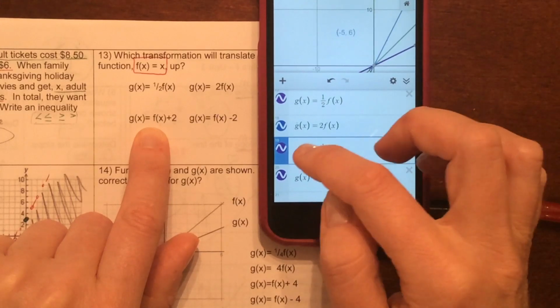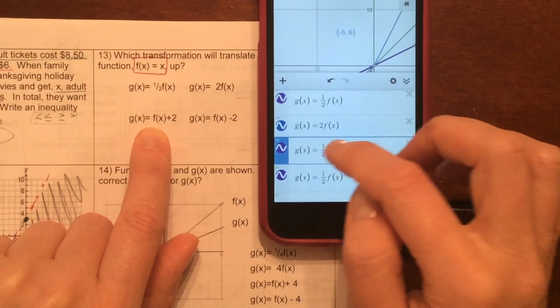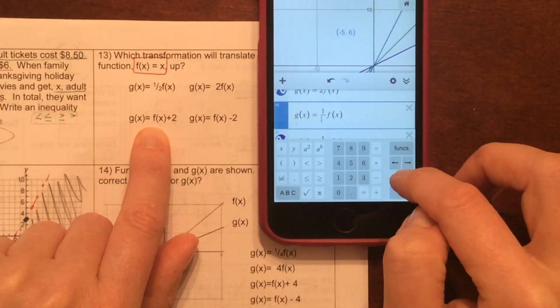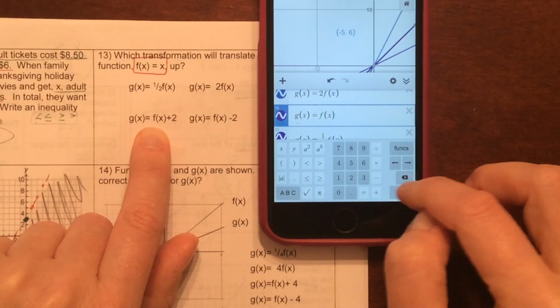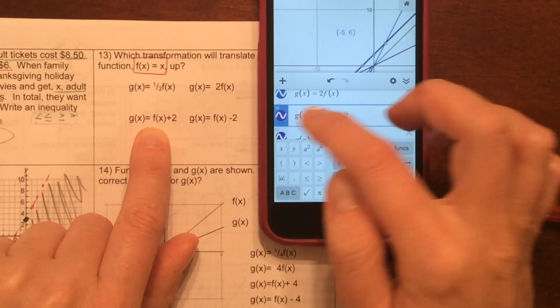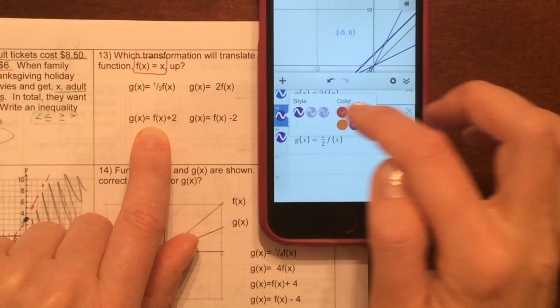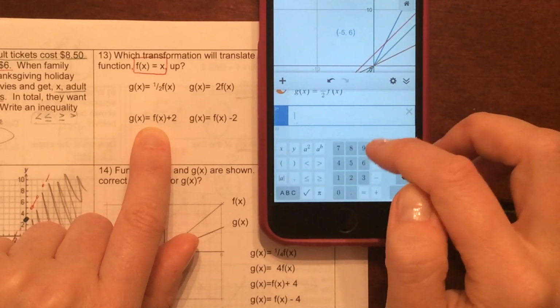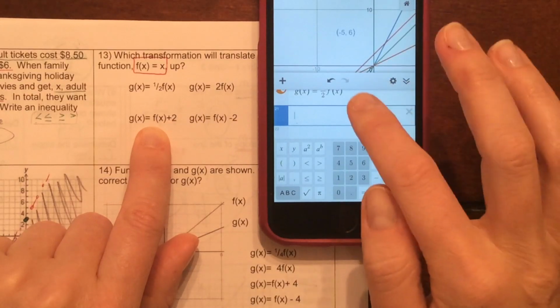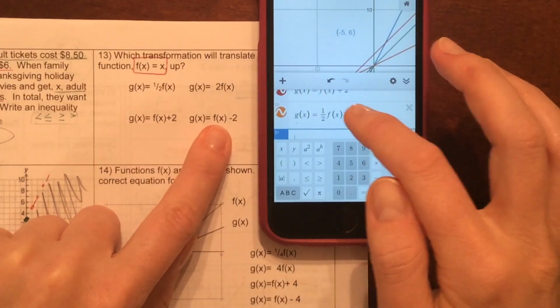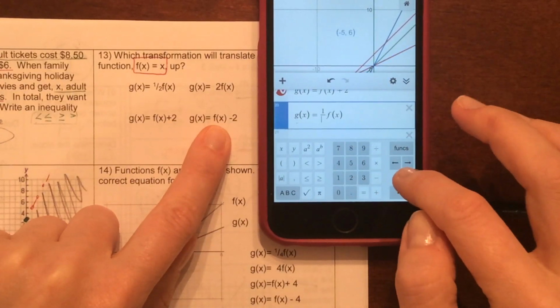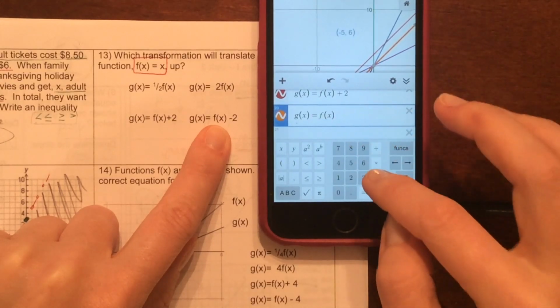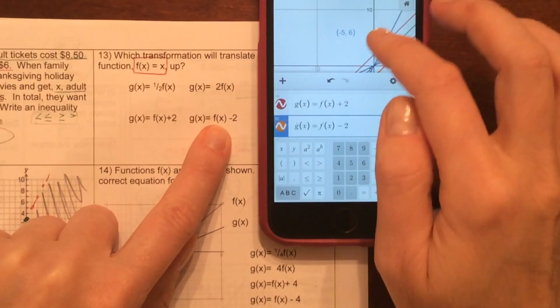Okay, and then this one's going to be g of x, and then I'm going to get rid of the fraction. And then at the end I'm going to put plus 2. And again, you don't have to do it the same way that I'm doing it. You are welcome to type everything in fresh. And then we're going to change this one to -2. Alright, so we have all of these lines.